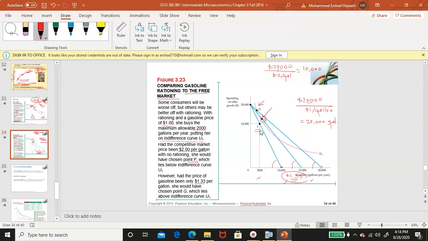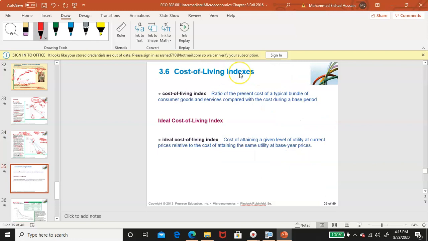But as long as MRS is not equal to the price of food divided by the price of clothing, in our example the price of gasoline and the price of other items, as long as we don't have that, utility is not maximized.